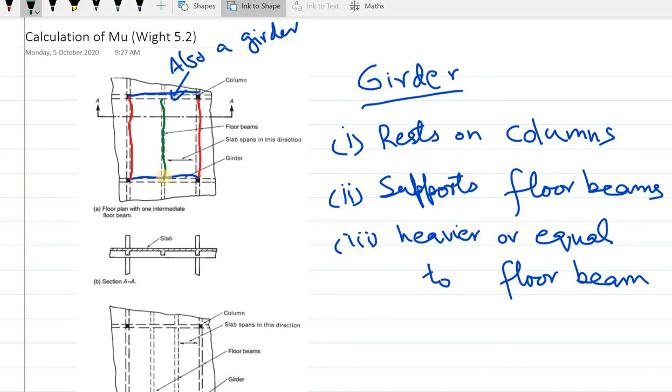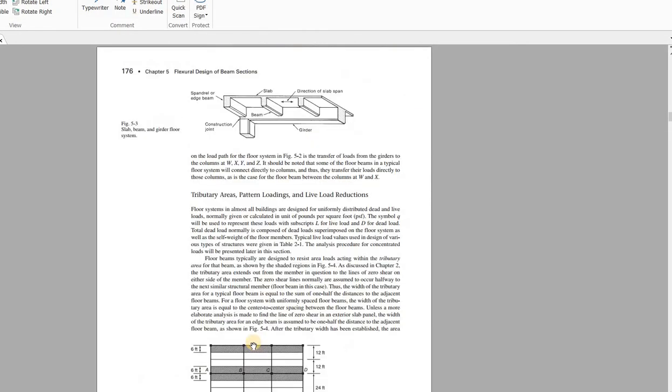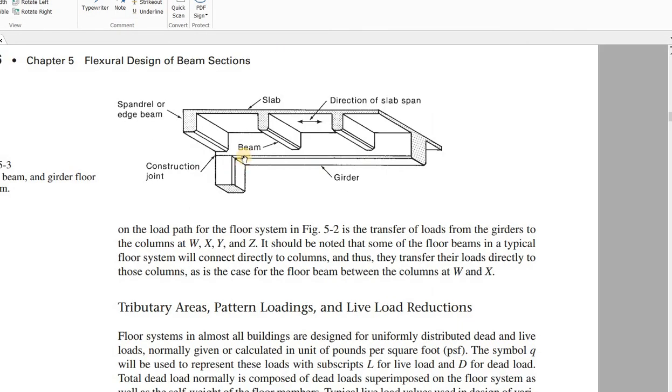Such a floor beam which transfers its load to the girders and not to the columns is called intermediate floor beam. So you see this word over here, intermediate floor beam. This is how it looks like in 3D. This is a column. This heavier beam is the girder resting directly on column. This is a floor beam. This is also a floor beam. This is also a floor beam. This floor beam, which is the edge beam, is also called spandrel beam.